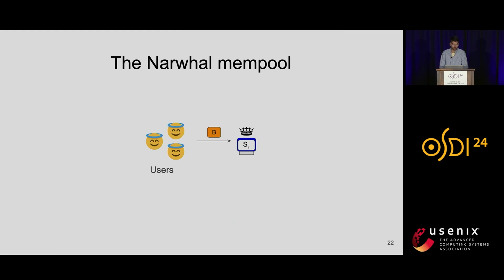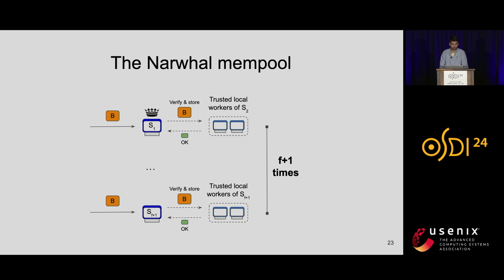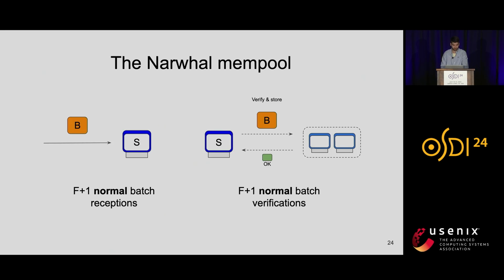The normal mempool, our main baseline, proceeds much like a normal mempool. The users send the batch to the server, and F+1 servers essentially delegate the job of verifying and storing the batch to a local trusted pool of workers. If one of these workers fails, the entire pool is compromised. They're all a trusted resource. So essentially, it's kind of like vertically scaling each individual server. So these are F+1 normal batch receptions for bandwidth, and F+1 normal batch verifications, at least. This can lead to a server network bottleneck or a server CPU bottleneck, or both, depending on your resource balance.